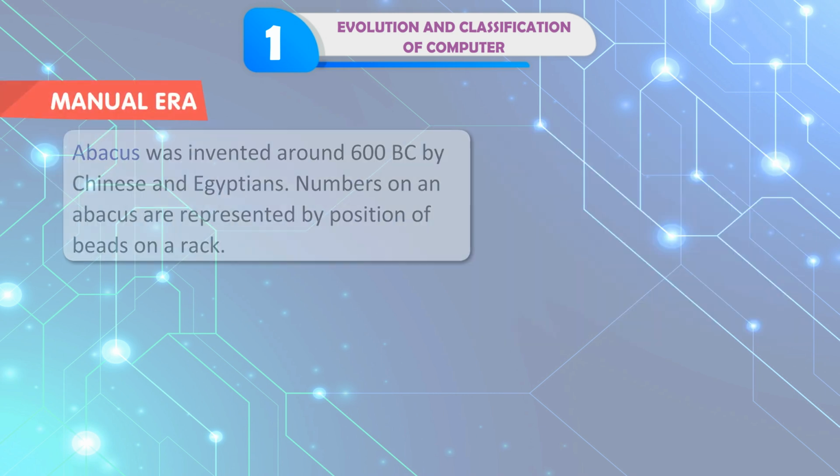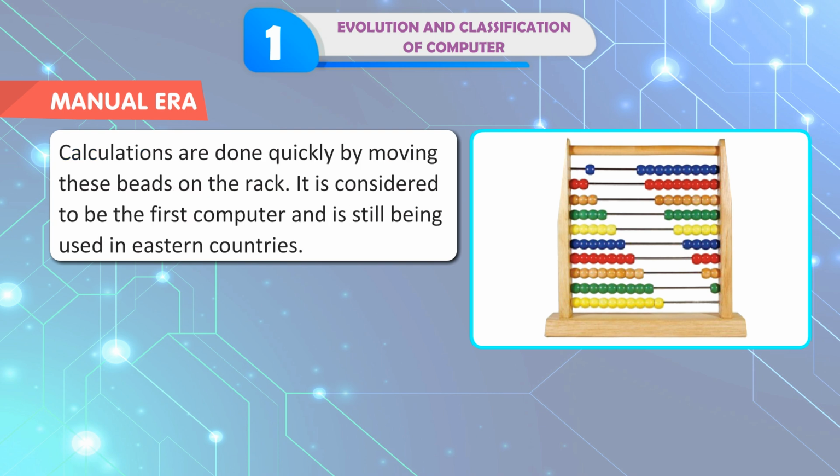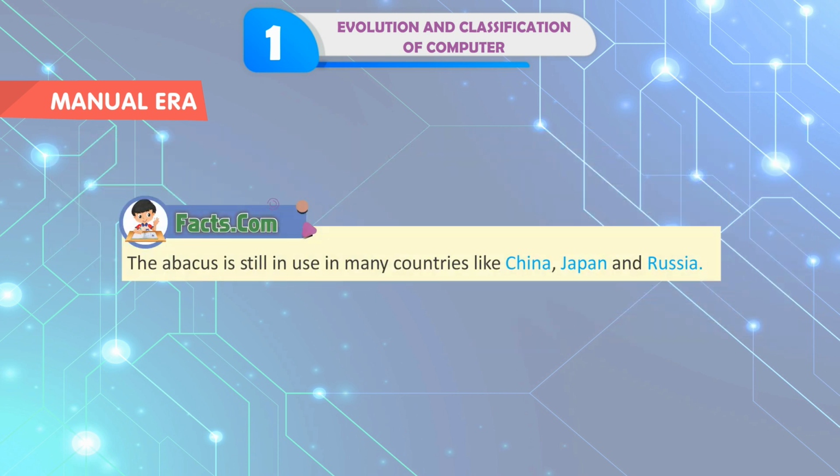Manual era. Abacus was invented around 600 BC by Chinese and Egyptians. Numbers on an abacus are represented by position of beads on a rack. Calculations are done quickly by moving these beads on the rack. It is considered to be the first computer and is still being used in Eastern countries. Facts.com. The abacus is still in use in many countries like China, Japan and Russia.